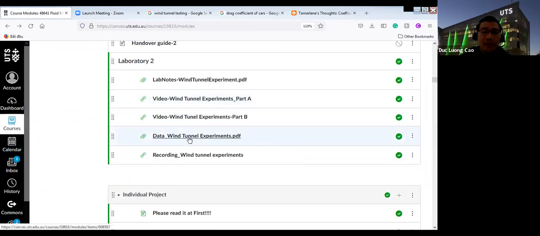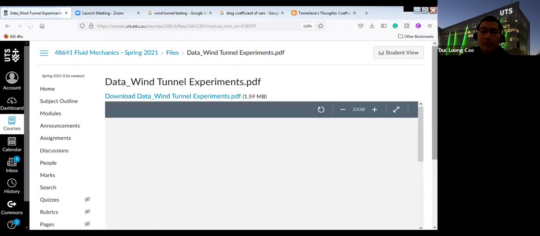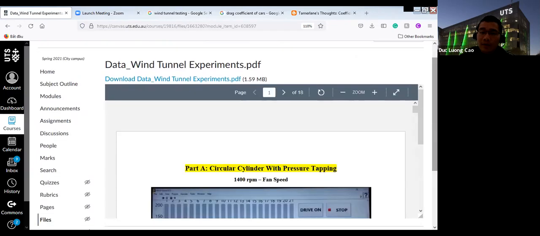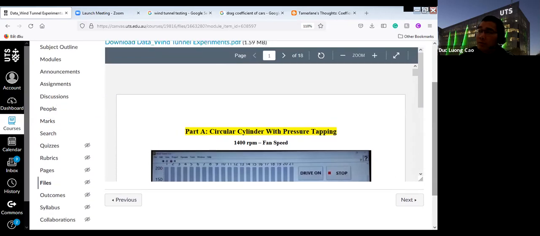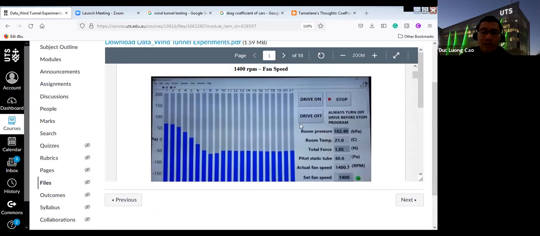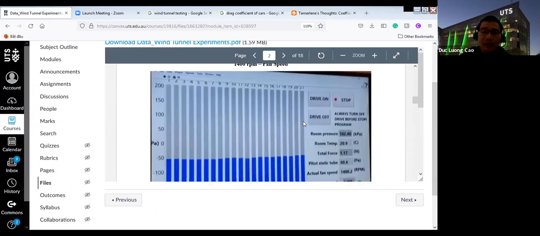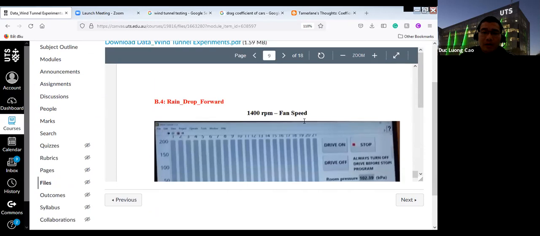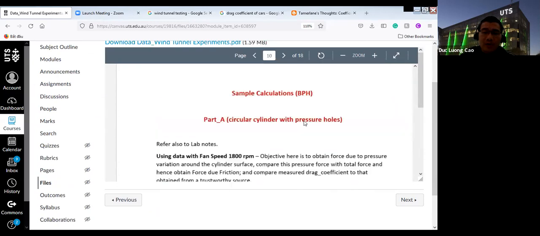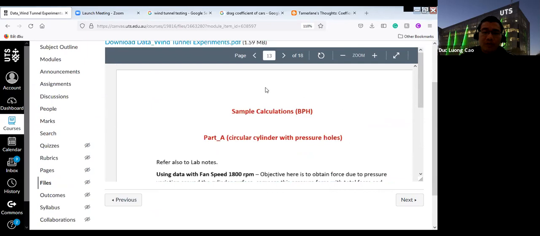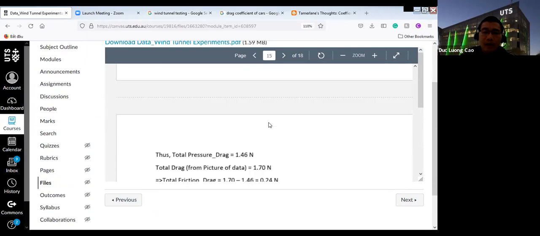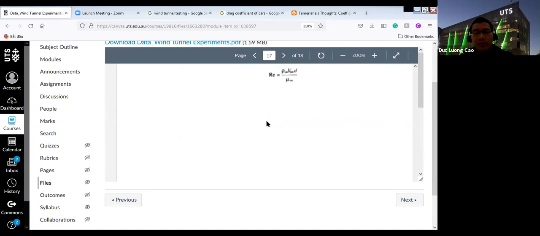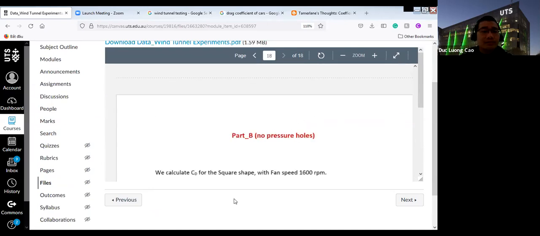And this one is the data. Different from lab 1, where we showed you the data in a table, for lab 2 we give you some pictures, some screenshots. At the end of this document, you can see the sample calculation for part A and the sample calculation for part B.